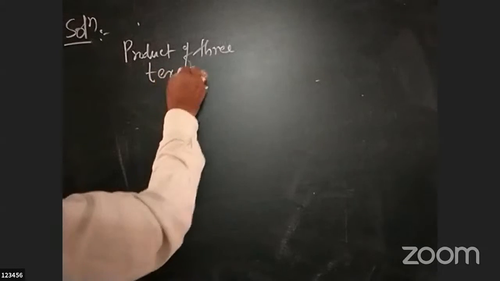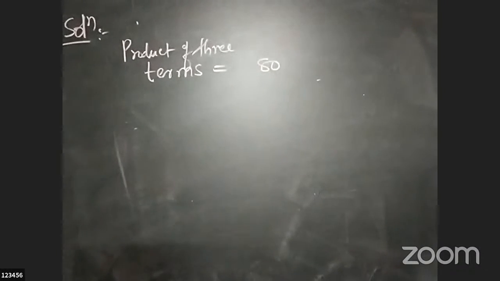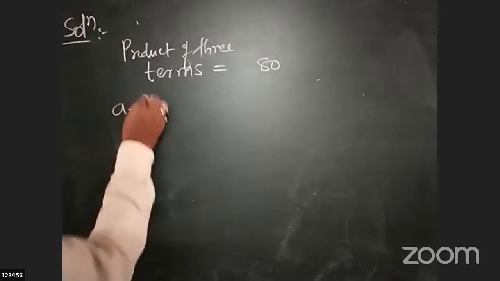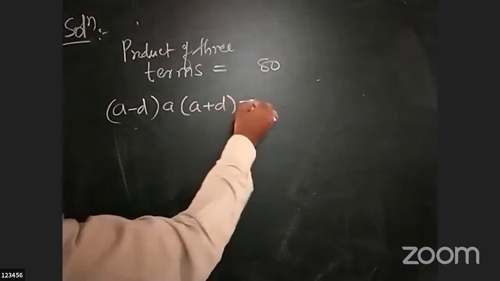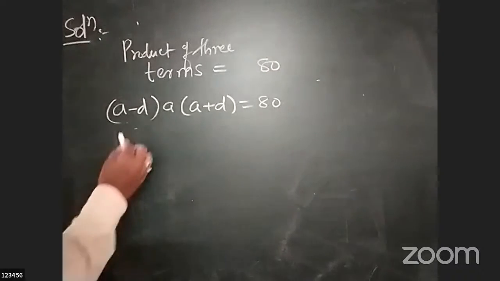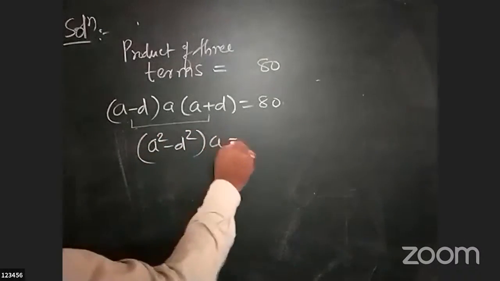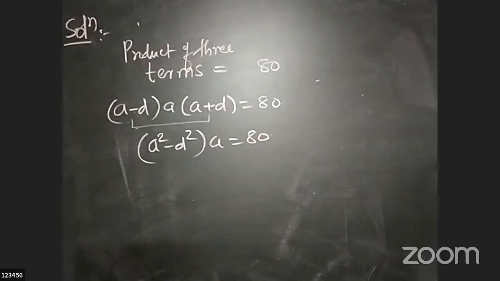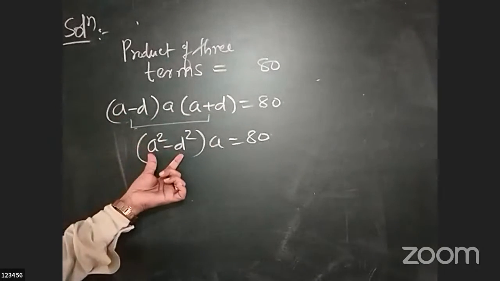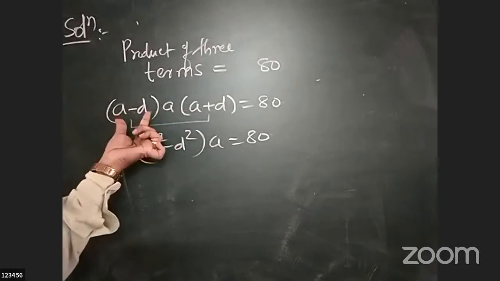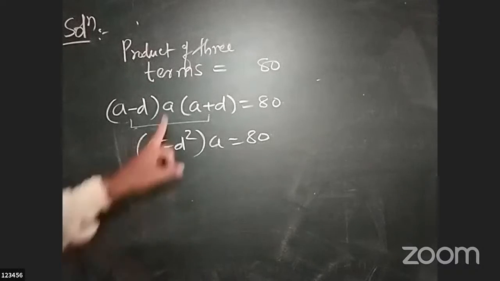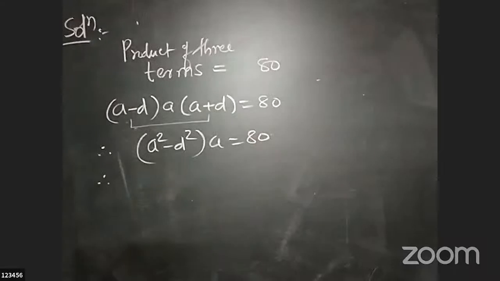Now, product of 3 terms. Product of 3 terms is equal to 80. The product of 3 terms means A minus D into A into A plus D is equal to 80. This A minus D and A plus D will give you A square minus D square, into A, is equal to 80. Are you agreed or not? A minus D into A plus D will give you A square minus D square. This A will be as it is. From the previous step, we know the value of A.